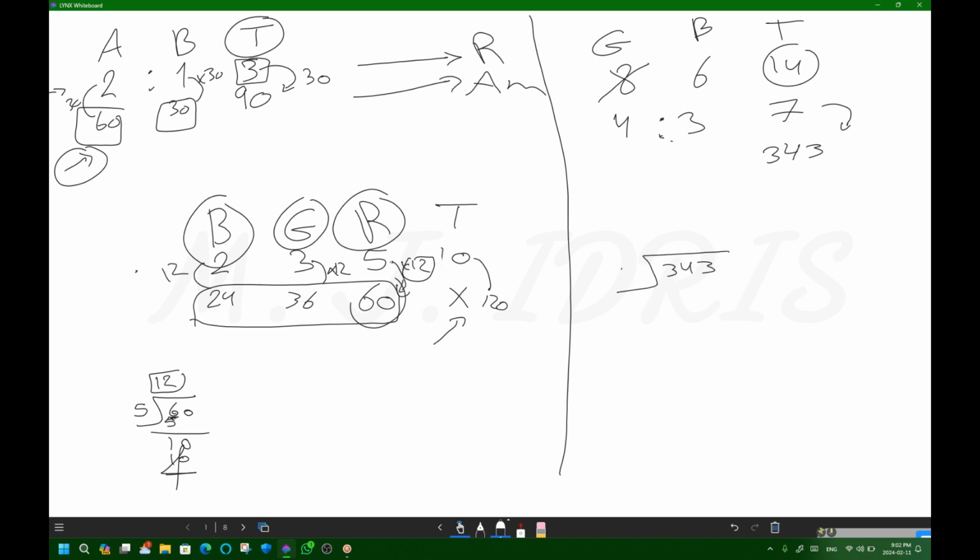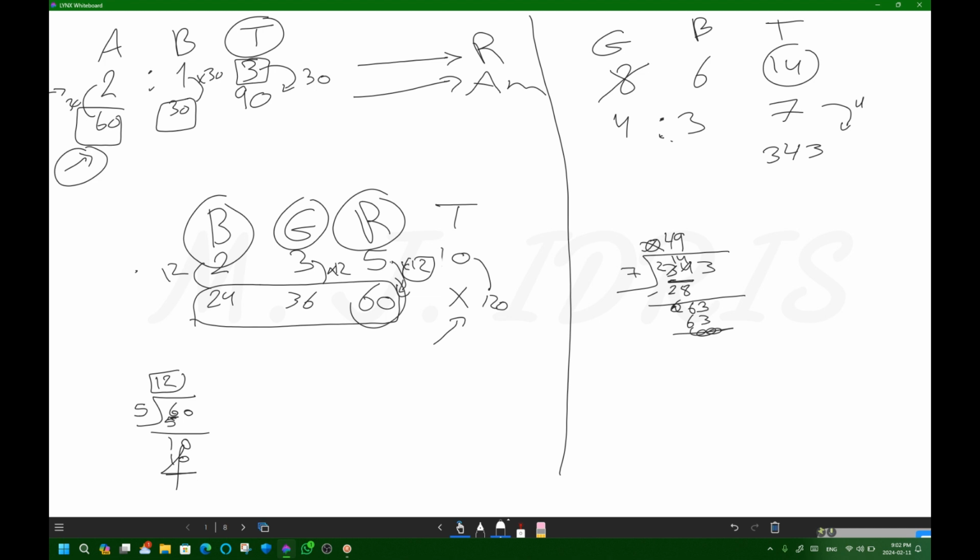343 divided by 7. 3 divided by 7, you can't, so you put a 0. 34 divided by 7, you can, which is 28, which comes from 4. When you subtract, 4 becomes 14... 34 minus 28 is 6. Next number goes down, which is 3. Now 63 divided by 7 is 9. 63 minus 63 is 0. No remainders. This 0 here is not important, so the answer is 49.